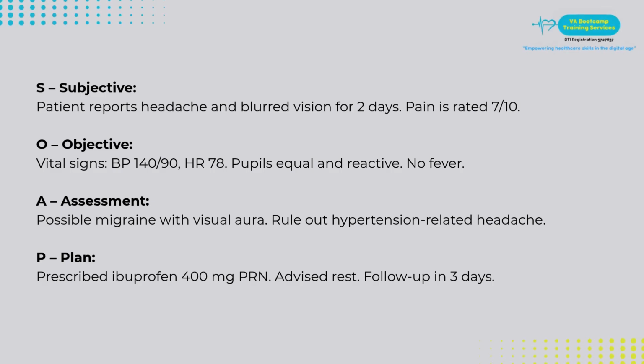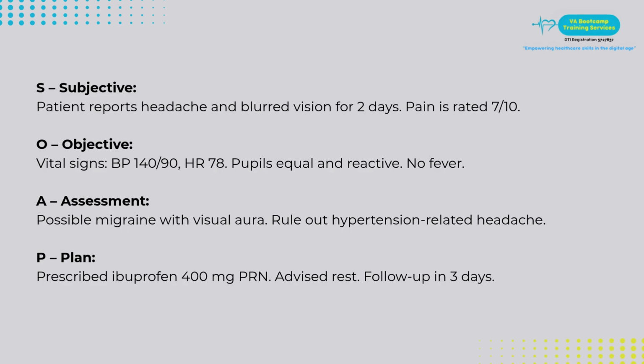S, subjective: Patient reports headache and blurred vision for 2 days. Pain is rated 7/10. O, objective: Vital signs. BP 140/90. HR 78. Pupils equal and reactive. No fever.